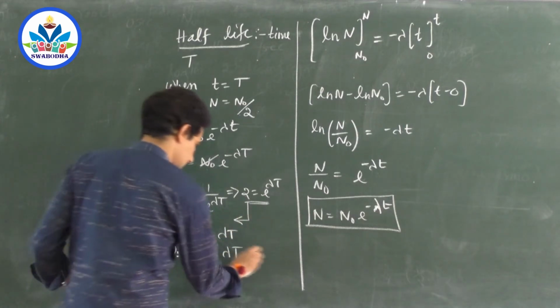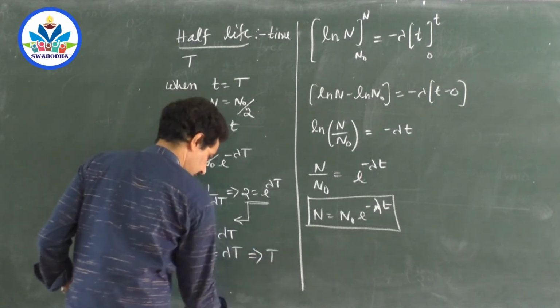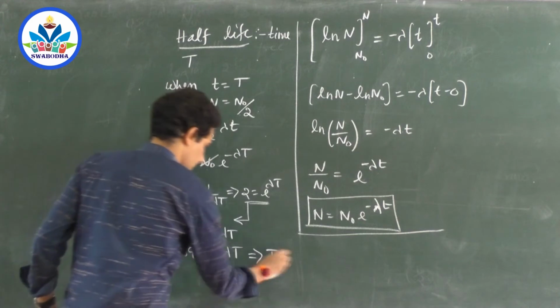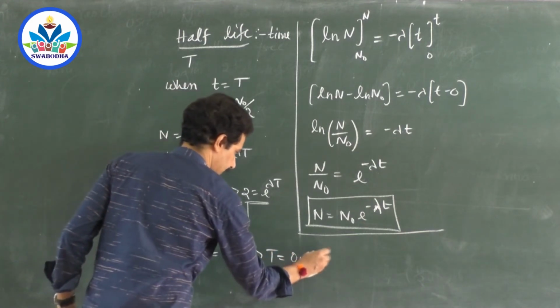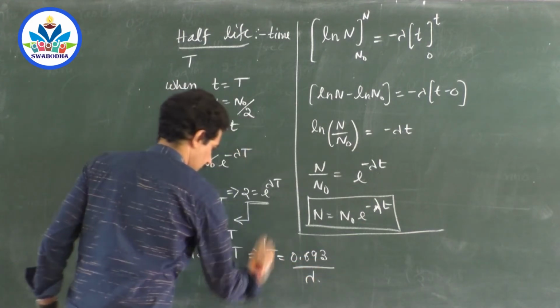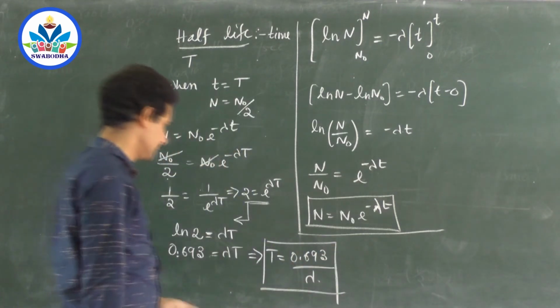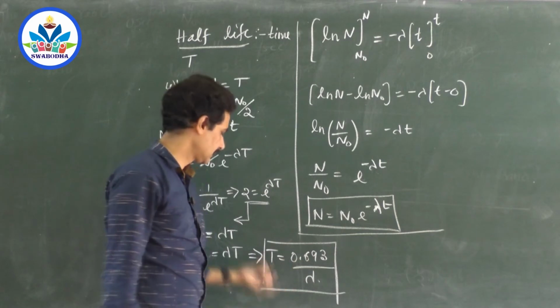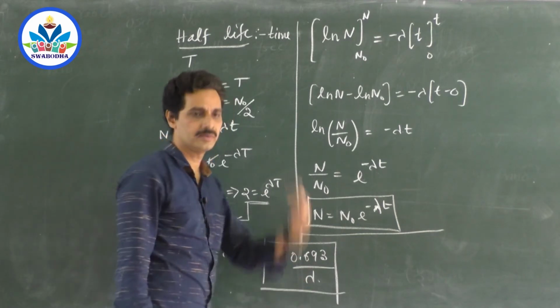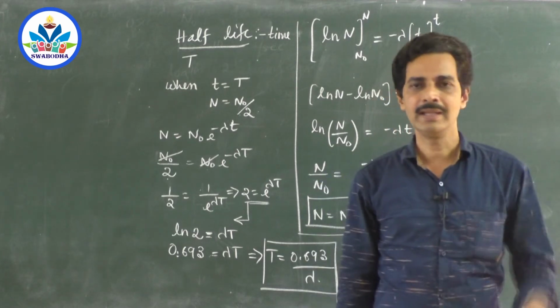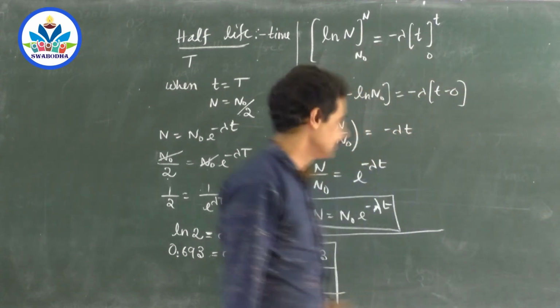Then what is half-life? Half-life is equal to 0.693 by lambda. Right. This is the relation between half-life and decay constant. So 0.693 divided by the decay constant gives the half-life.